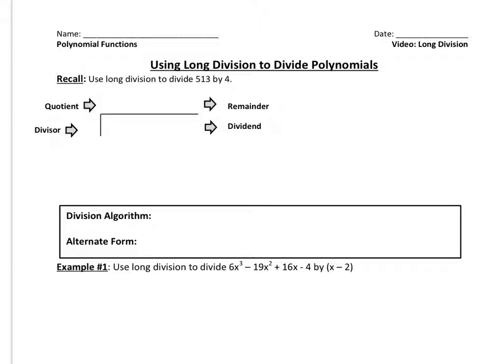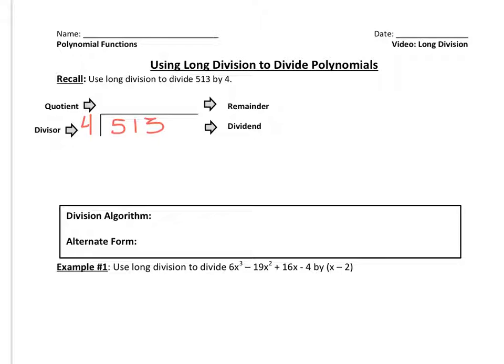Hi everyone, in today's lesson we're going to talk about how to use long division to divide polynomials. So the first thing we're going to do is revert back to when we first learned long division way back when. So we want to divide 513 by 4. So 513 goes inside and 4 goes on the outside.